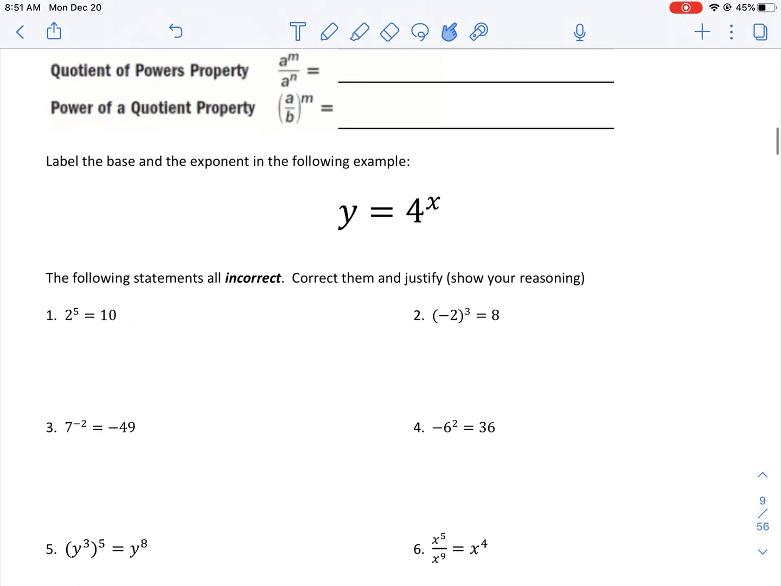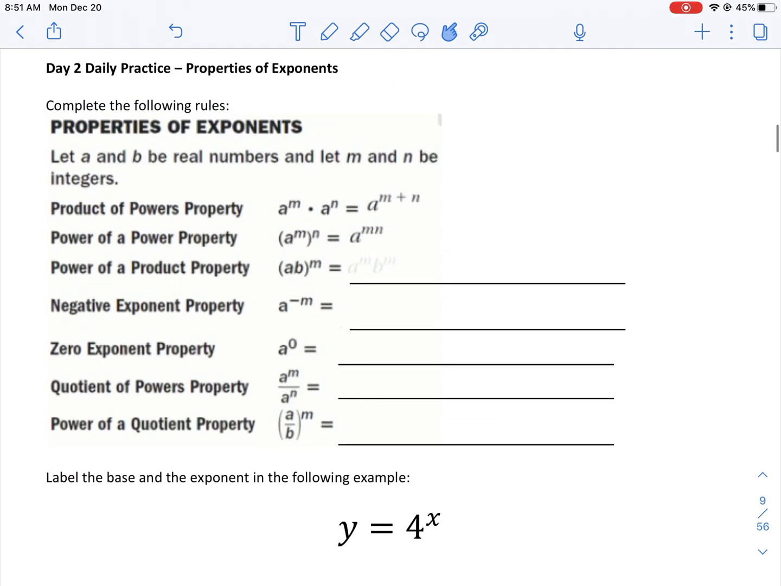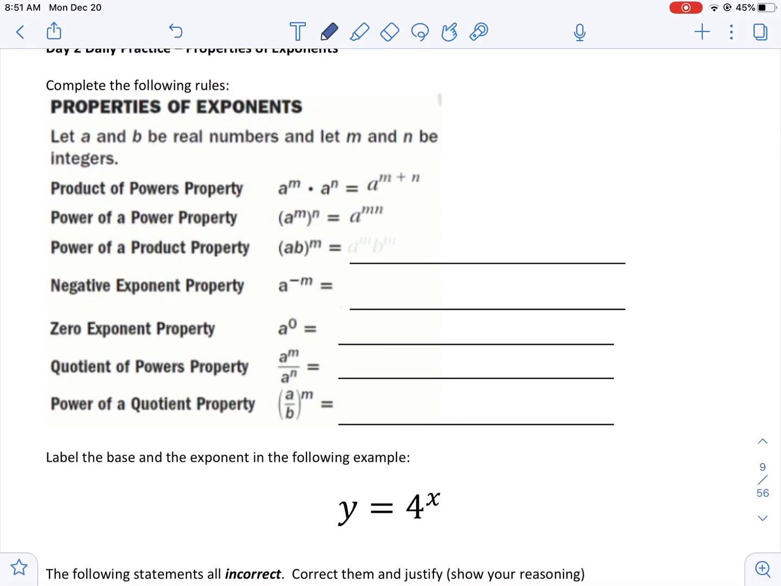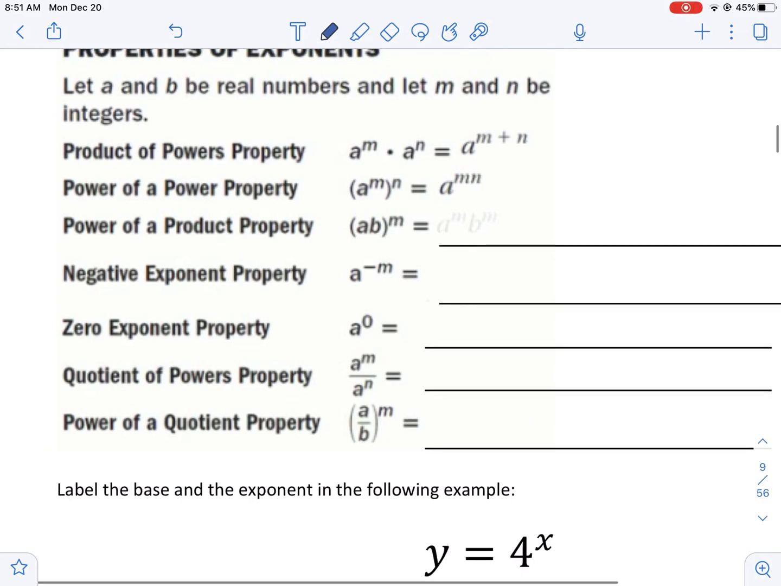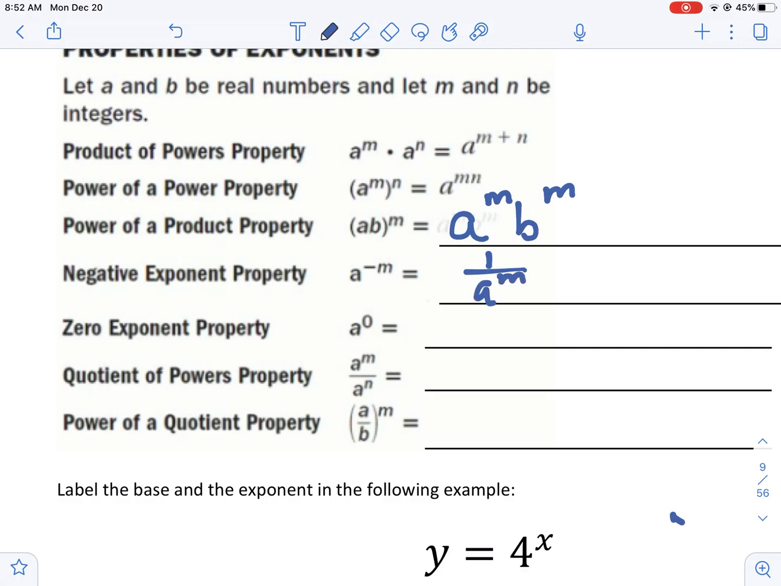So let's take a look at our properties of exponents here. So what are some of these properties? We have a couple examples here. When there's parentheses, we multiply it out. So a to the m, b to the m. So this next one, a to the negative m, would be 1 over a to the m. A to the 0 is 1. And then we subtract. And then this last one, a to the m over b to the m.